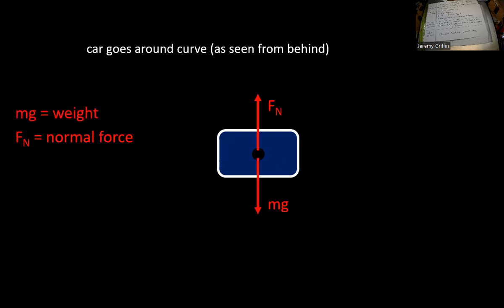Next one. A car goes around a curve, as seen from behind. Can you imagine a couple taillights right here, watching this car from behind? Let's say the road is flat. If it was banked, it'd be easier to make the curve, but let's say the road's flat. Does this car have a weight down and a normal force up? Now we're looking at the taillights. Suppose this car is making a left-hand turn. We're watching it turn left. If the car is changing its direction to the left, what force do you think is allowing it to do that on a flat road?